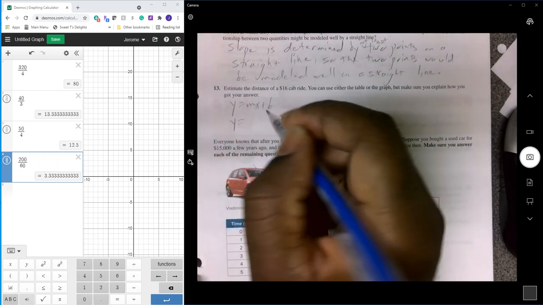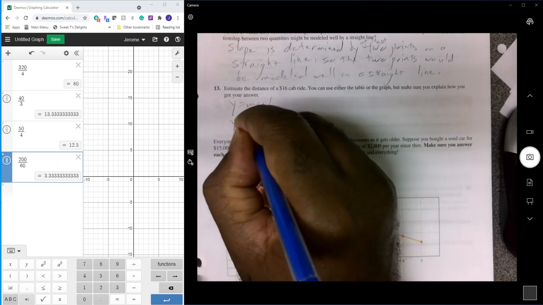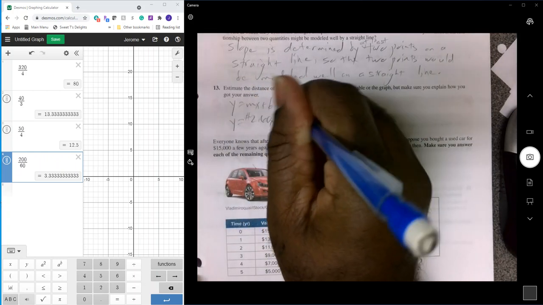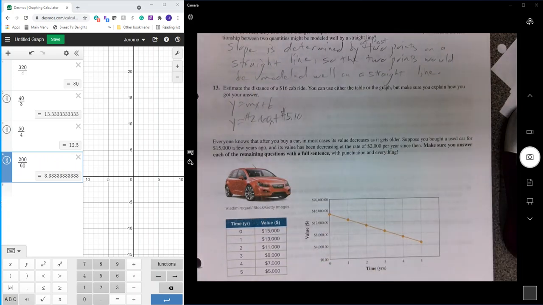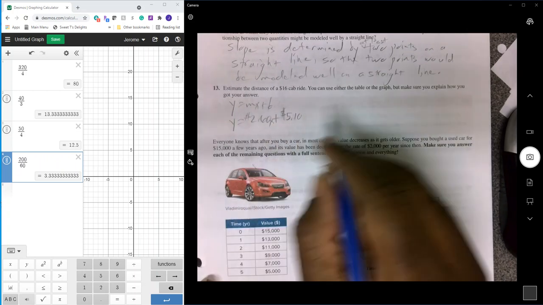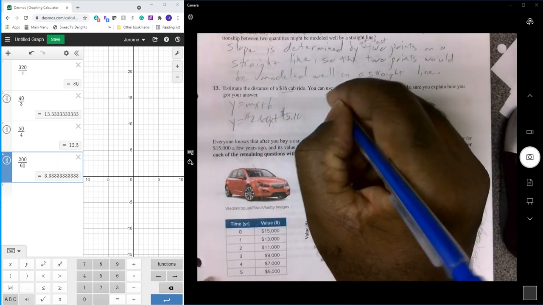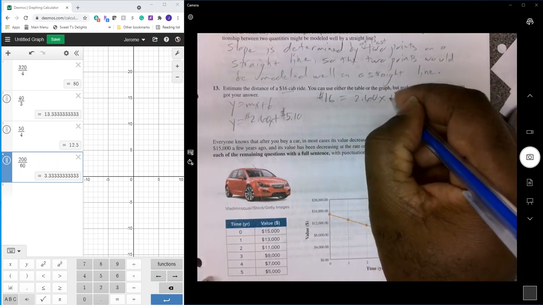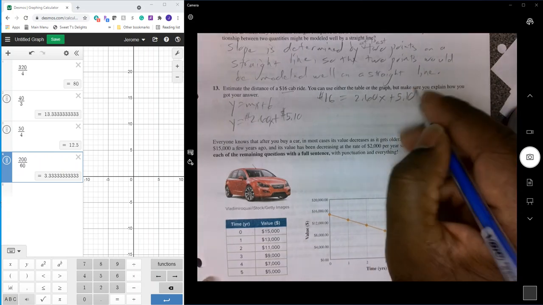Now we have our slope. Our slope was $2.60, and our b, our y-intercept, was $5.10. We really don't have to write out the dollar signs, but I just did that here to show you the units we're working in. Now they ask us to find out how many miles traveled to get the $16. So we will replace y with $16, and we have $2.60x plus $5.10.